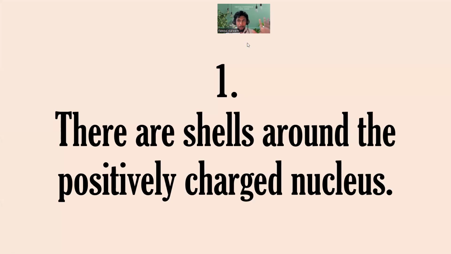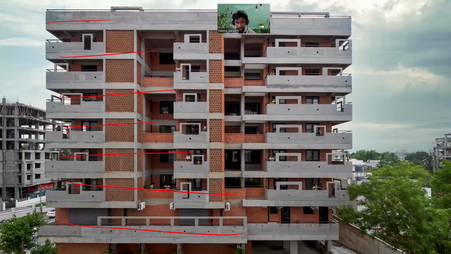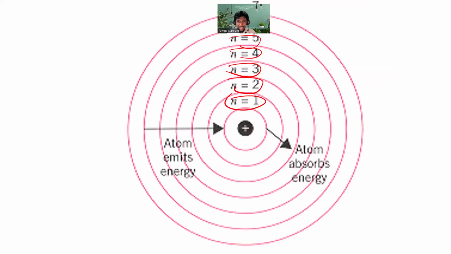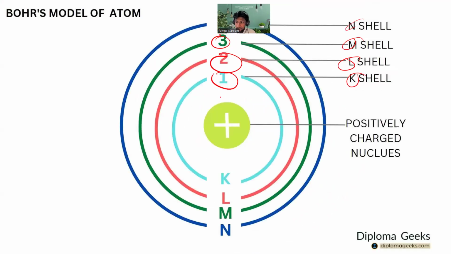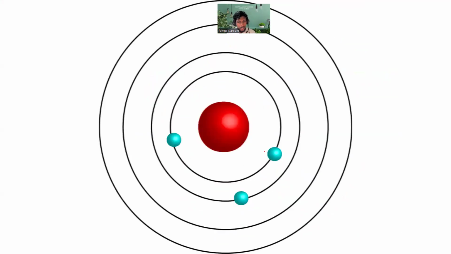Now, there are shells around the nucleus, which is positively charged. So around the positively charged nucleus, we have the shells, and we have named those shells K, L, M, N, or 1, 2, 3, 4. We can't use X, Y, Z and so on. So K, L, M, N or 1, 2, 3, 4. Now around the nucleus we have the shells.